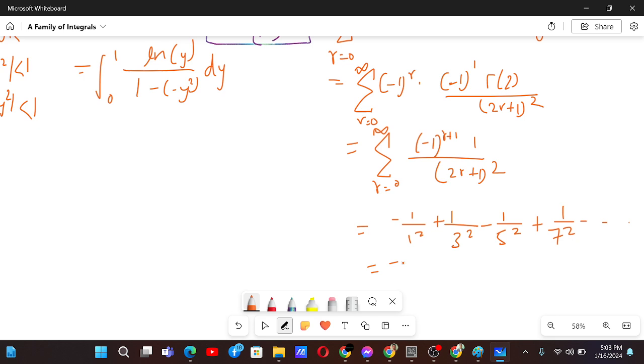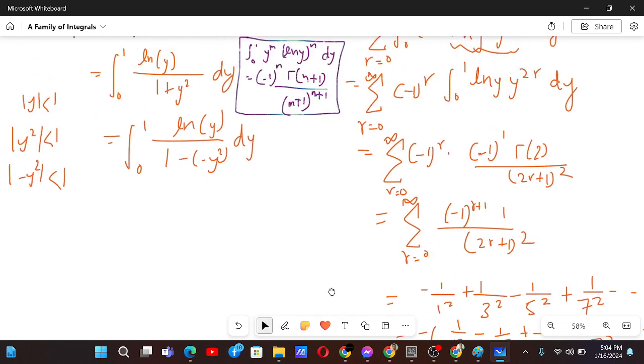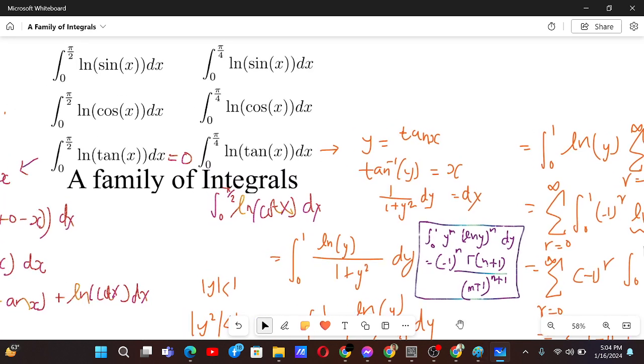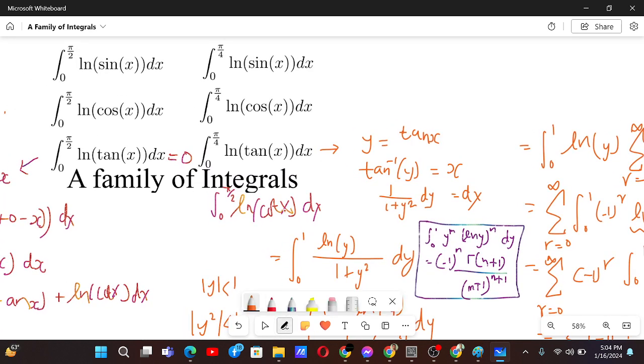And actually, if we take minus common, this sum over here is just the Catalan's constant. This sum is actually Catalan's constant that you can see. So it's actually minus G. Catalan's constant is represented by G, so this is minus G. So the answer is minus G. Okay, so the answer for this integral is minus G.